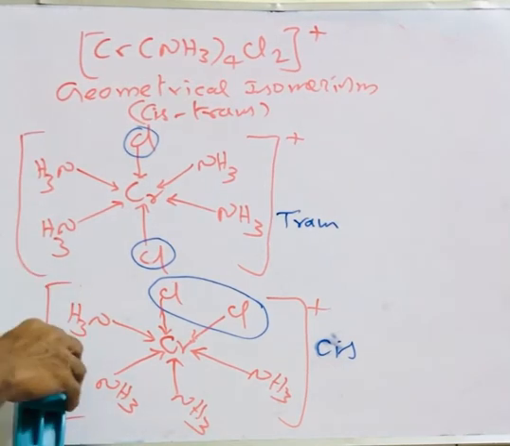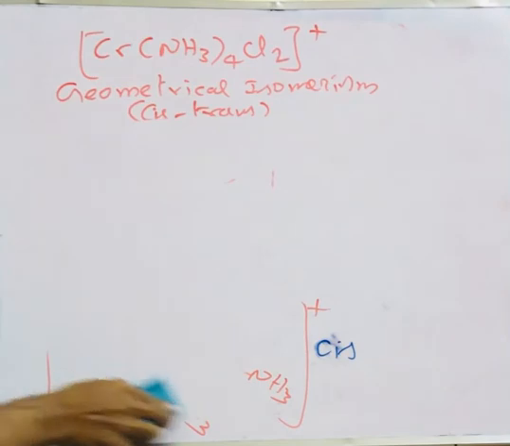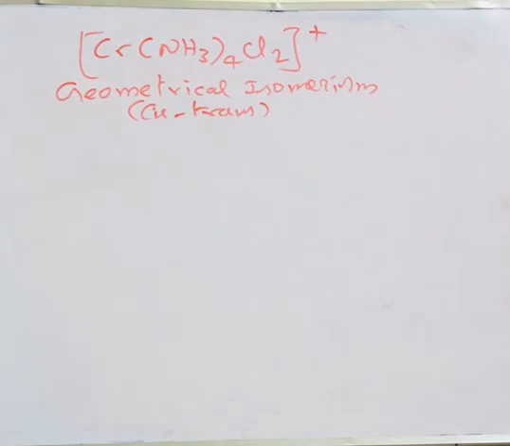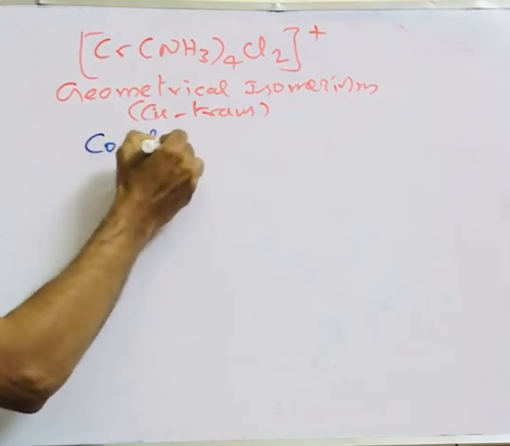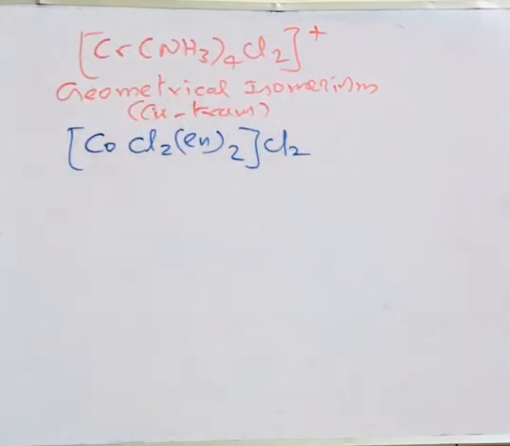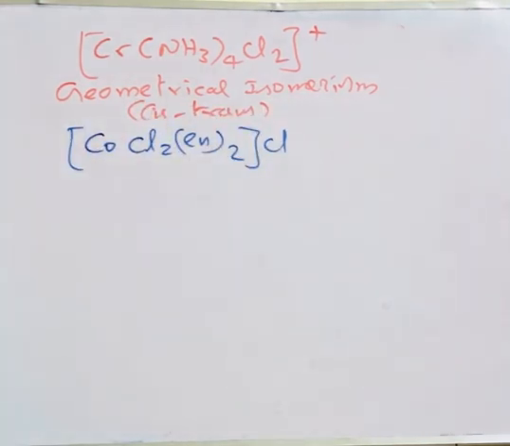Okay, we will give another example, a mostly asked example. We will try to learn one more compound for cis-trans isomerism. If I take cobalt Cl2 En2 Cl, here it is Cl. This is the compound they have given, and they ask to write the two possible structures of cis and trans forms. So we need to identify both cis and trans isomers for this compound.